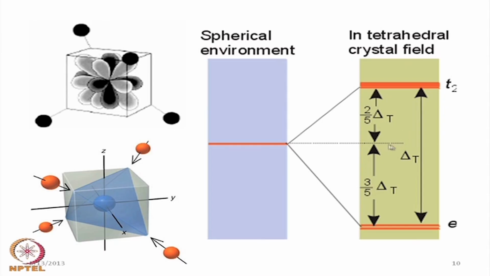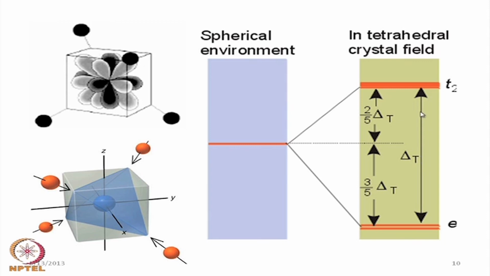Here we also see that the destabilization with respect to the barycenter is due to the electrons in the T2 level. Since fewer ligands are facing the metal ion compared to the octahedral geometry, we have only four ligands. So the interaction with the metal center is less, and that is responsible for the amount of splitting. This crystal field splitting would therefore be less compared to any octahedral splitting. It is 4/9 times that of the octahedral crystal field splitting if we consider the same metal ion and the same set of ligands.